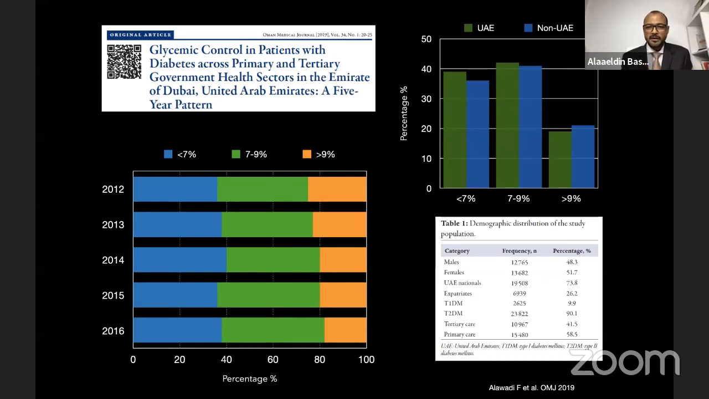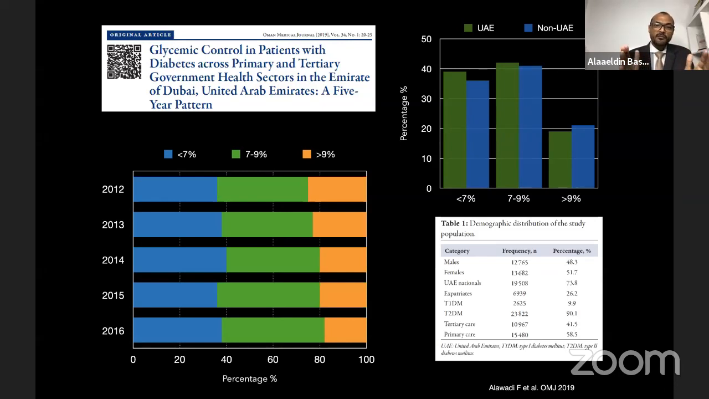This is a study that has been published in 2019 that looked at A1C control in patients attending the DHA facilities, whether primary healthcare or secondary level or even a tertiary level. And if you look over the years from 2012 to 2016, the best we achieved is 40% A1C less than 7%. Another almost 35 to 30% of patients fall in the area between 7 to 9% A1C, and a smaller percentage having an A1C above 9.